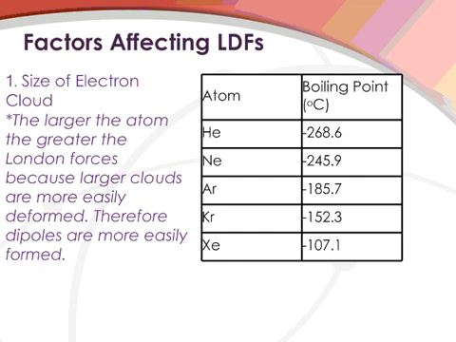If you look at the chart here, I've got all of my noble gases in order from smallest to largest. And you can see that as the electron clouds get larger, the larger clouds are more easily deformed, and we can make these instantaneous dipoles more easily, and that basically increases the boiling point.